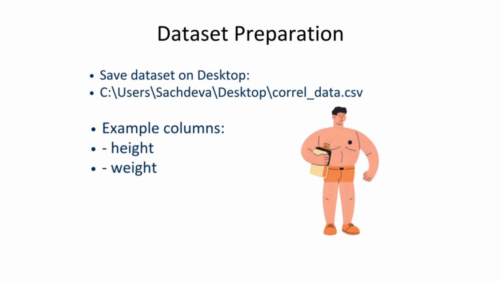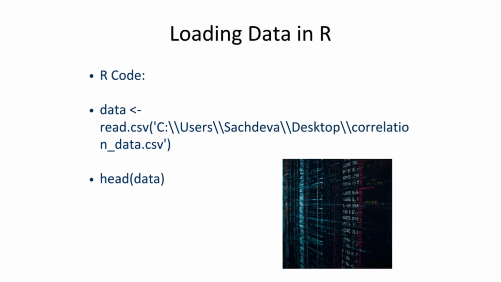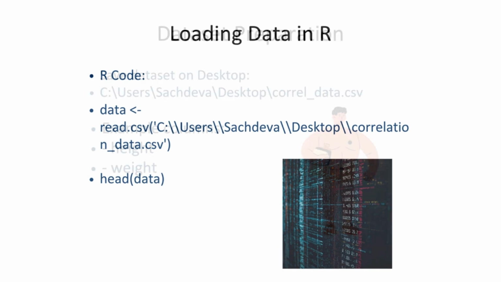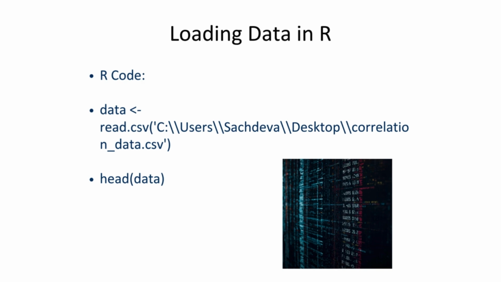Before starting, we'll prepare our dataset and store it on the desktop. Suppose we have data on height and weight for 20 individuals. We'll save it as a CSV file named correl_data.csv and load it into R using the read.csv command. In RStudio, we use the read.csv function to import our dataset. The head command lets us view the first few rows of the data and confirm that it has been loaded correctly.